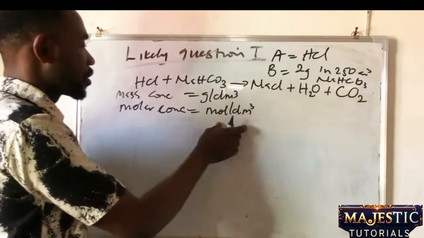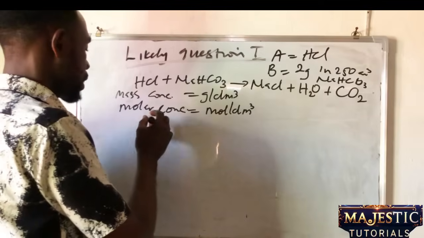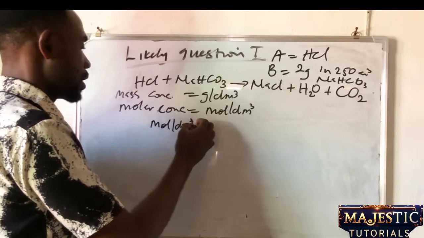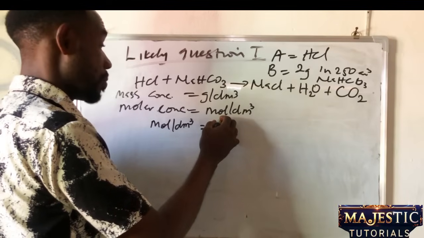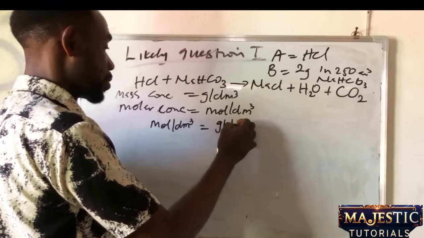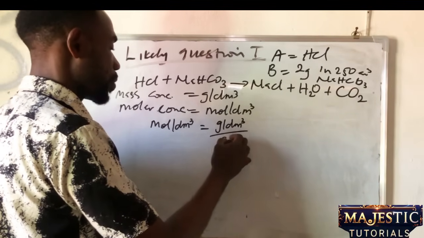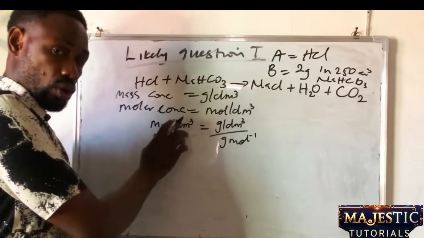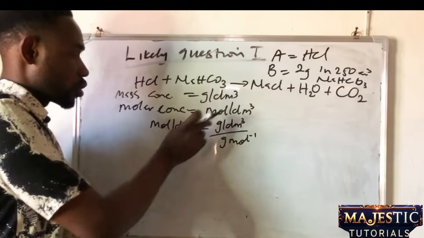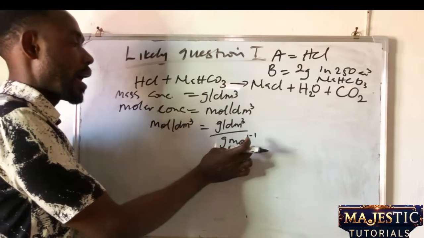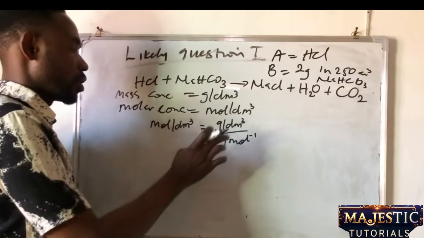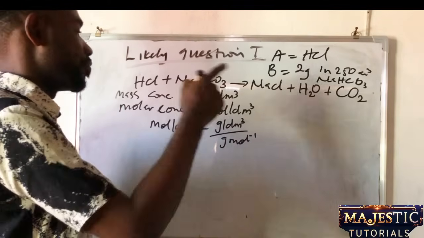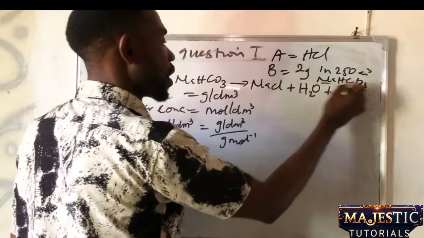Now, there is a relation that connects these 2, which says that mole per dm cube is equal to gram per dm cube all over gram per mole, meaning that molarity, we can also call this mole per dm cube, molarity is equal to mass concentration all over molar mass. And they are now asking us to find the molarity of B, and B is sodium hydrogen carbonate.